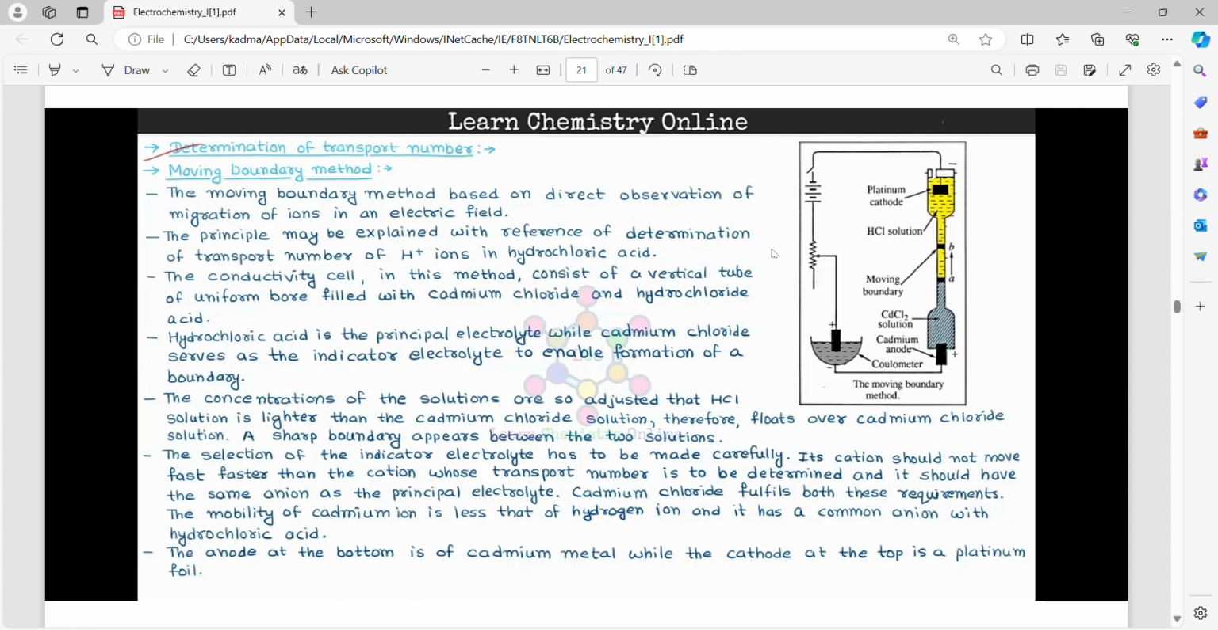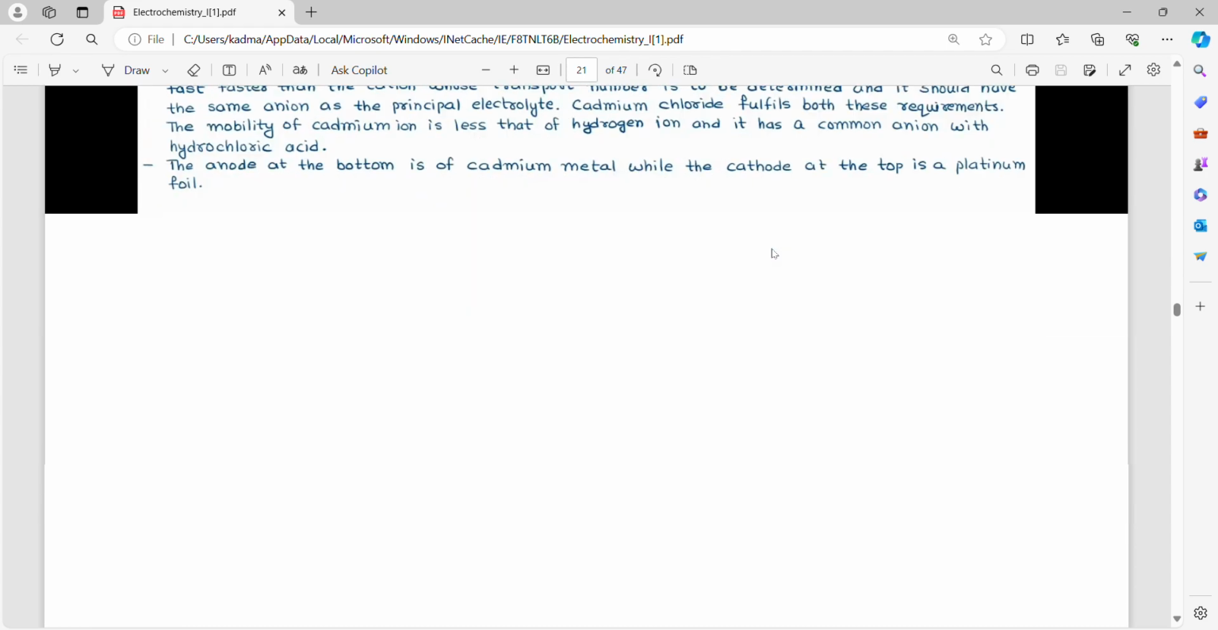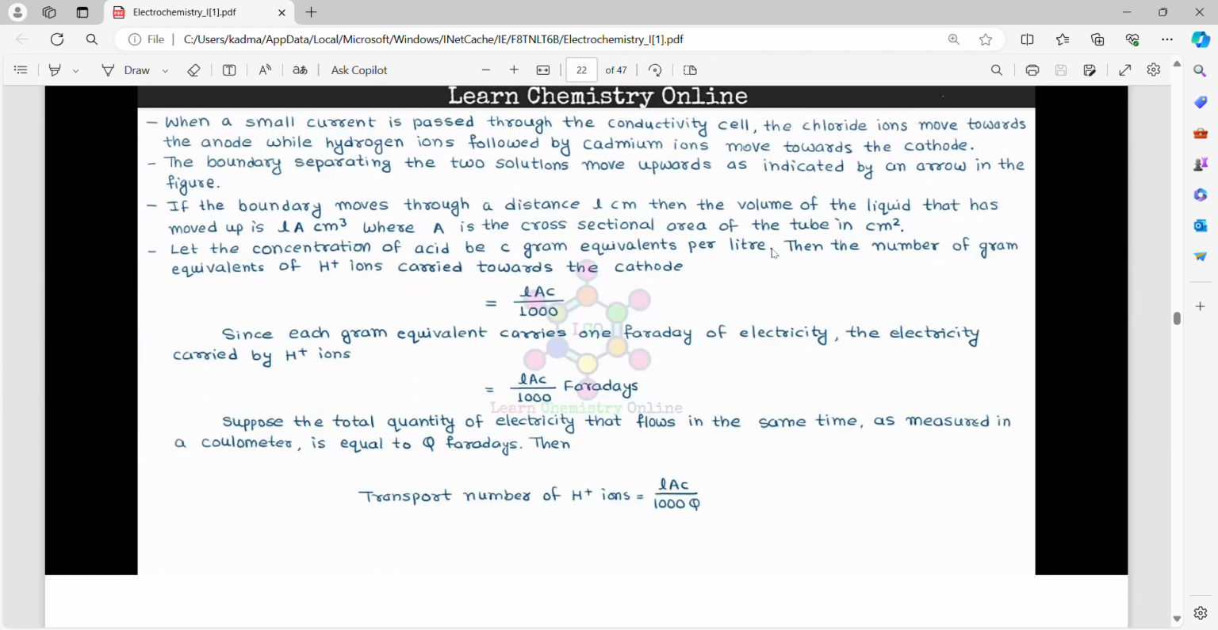The anode at the bottom is of cadmium metal, while the cathode at the top is platinum foil. When a small current is passed through the conductivity cell, the chloride ions move towards the anode, while hydrogen ions followed by cadmium ions move towards the cathode. The boundary separating the two solutions moves upwards, as indicated by an arrow in the figure.